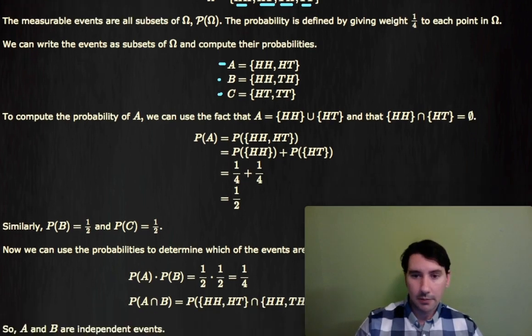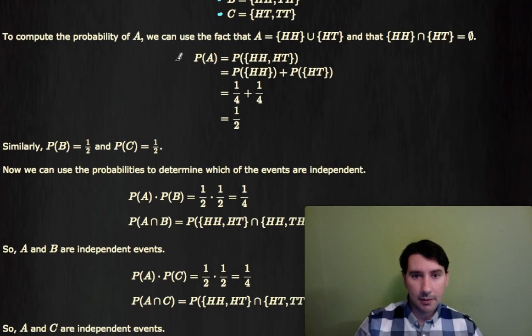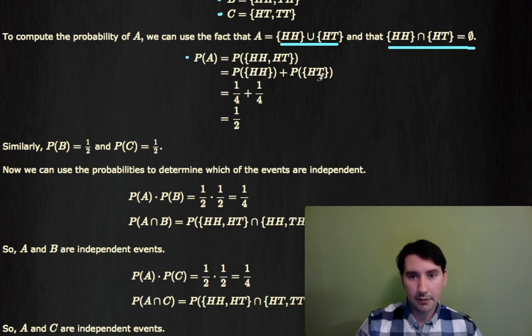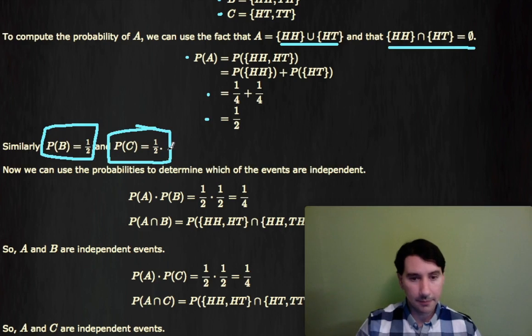So let's compute the probability of these events. The probability of A we can compute by using the fact that A is the union of heads heads and heads tails, which are two separate points, and since they're single point sets, their intersection is empty. And therefore the probability of A, which is the probability of heads heads or heads tails, is the probability of heads heads plus the probability of heads tails, which is 1/4 plus 1/4, which equals 1/2. And by basically the same kind of computation, the probability of B is 1/2 and the probability of C is 1/2.